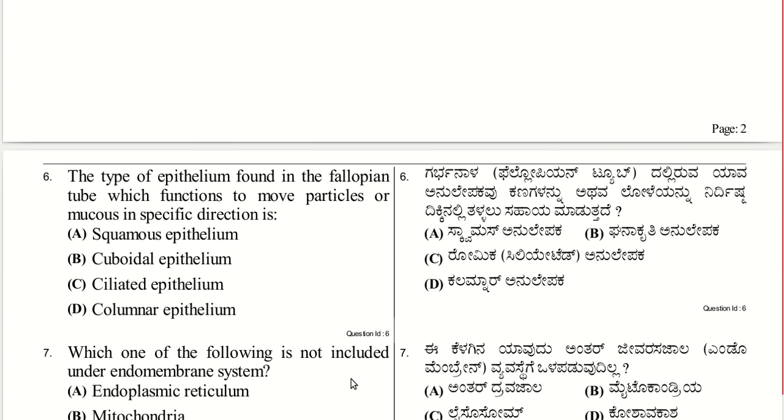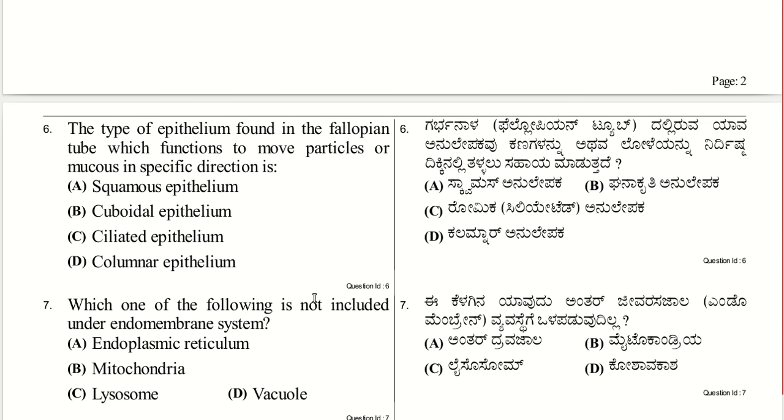The type of epithelium found in the fallopian tube, which functions to move particles or mucus in a specific direction, is ciliated epithelium. So the answer for this is ciliated epithelium. Which one of the following is not included under the endomembrane system? They have given 4 choices. The endomembrane system doesn't include mitochondria, whereas endoplasmic reticulum, lysosome and vacuole are part of the endomembrane system, but mitochondria is not an endomembrane system.